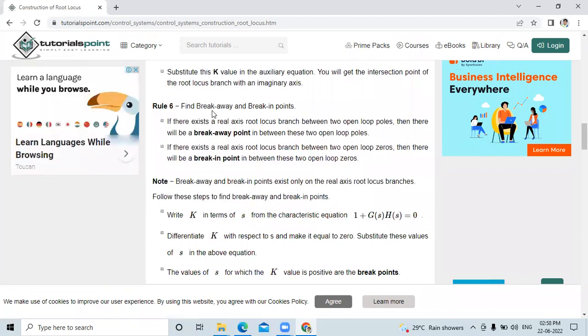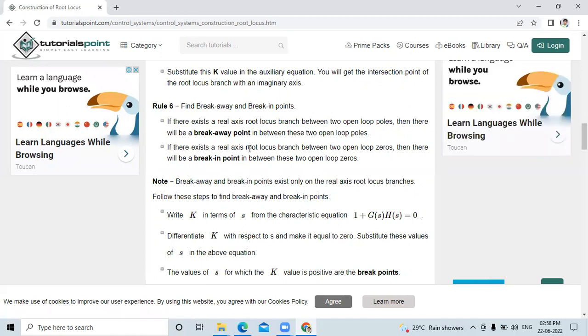Next, they have asked about the breakaway point. Here, if there exists a real axis root locus branch between two open loop poles, then there will be a breakaway point between these two open loop poles. A break-in point you will get if there exists a real axis root locus branch between two open loop zeros, then there will be a break-in point between these two open loop zeros.